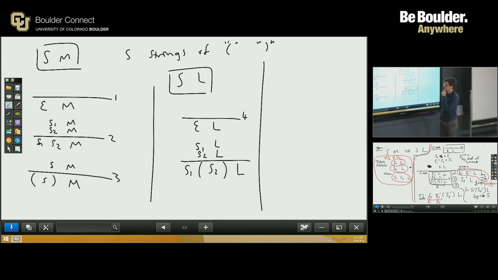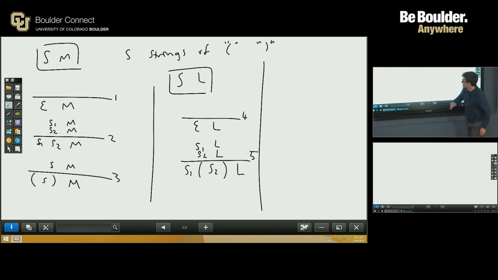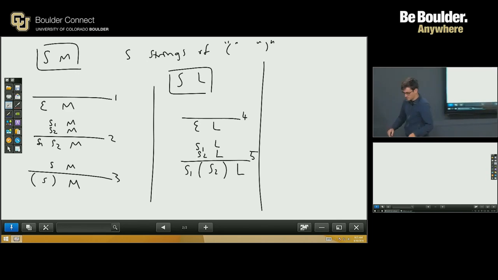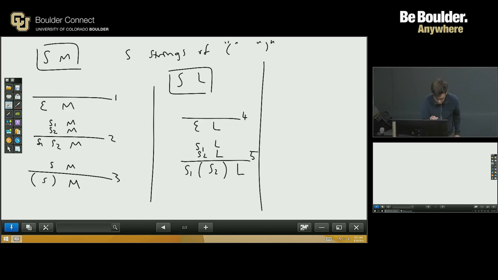Let's see, how am I going to do this? Is it okay if I change this whiteboard? I want to leave out the other one. I'll write this theorem statement again. SM implies SL.